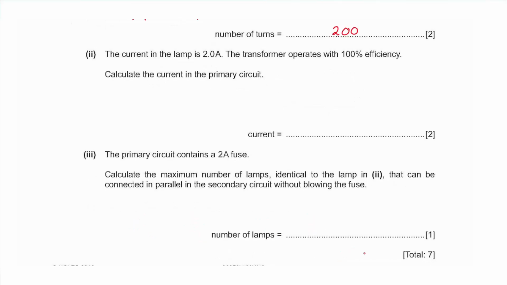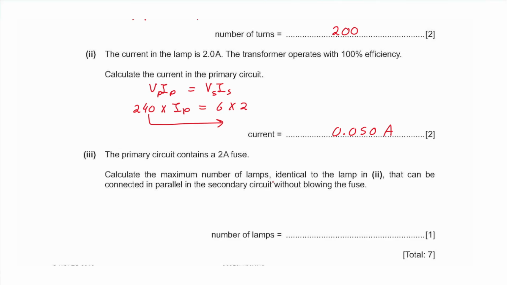Part II says the current in the lamp is 2 amperes. The transformer operates with 100% efficiency. Calculate the current in the primary circuit. We can use the idea of input power is equal to output power, or VI in the primary is equal to VI output in the secondary. The input voltage was 240 and the input current is unknown. The output voltage is 6 and the current is 2. Then we divide by 240 on the right hand side. To get IP, it will be 0.05 or 0.050 ampere.